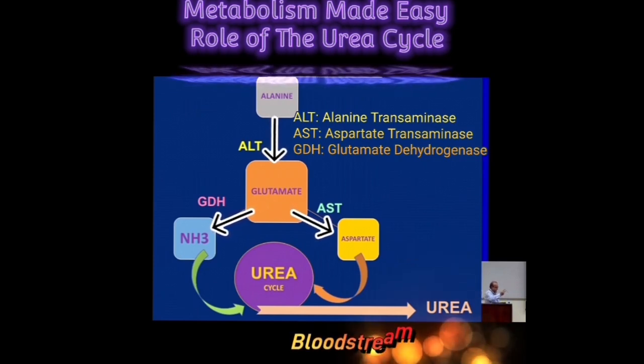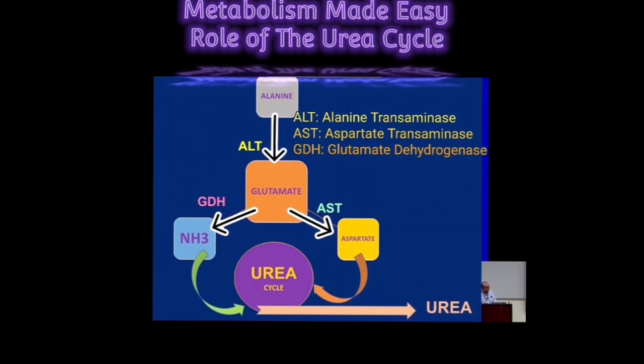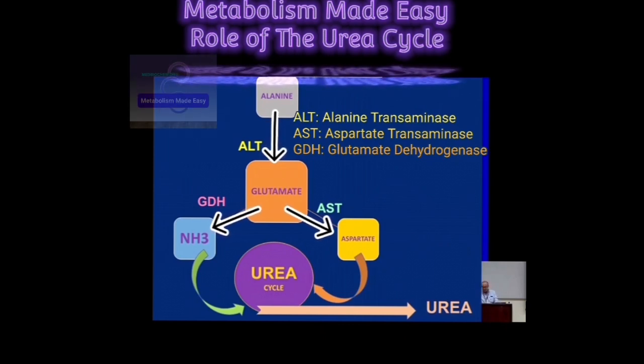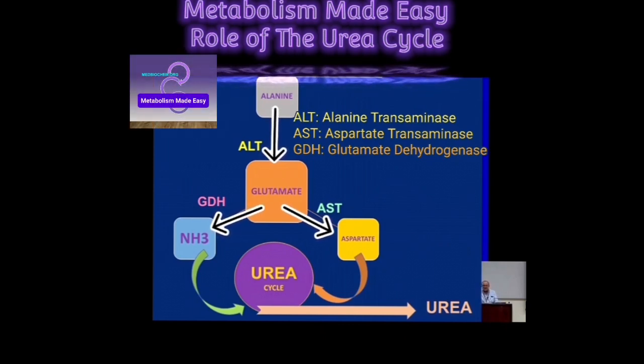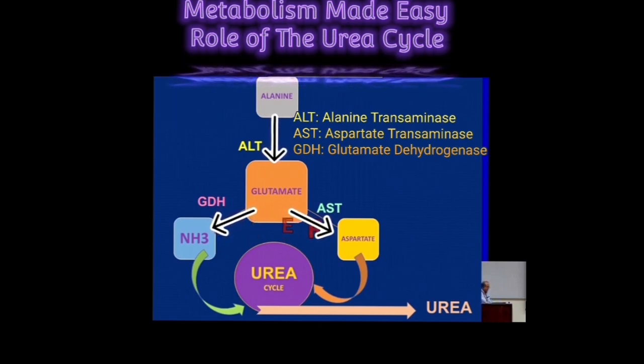Second important thing is going to be about where it occurs. Only in the liver. Urea cycle occurs only in the liver. Okay, I want you to really remember that for sure.